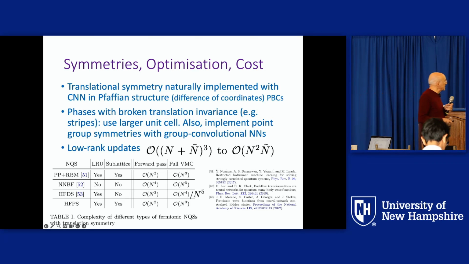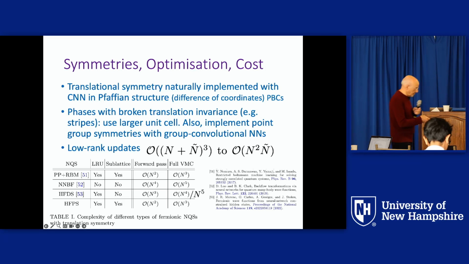As I mentioned, translational symmetry, or translational symmetry up to a given unit cell or superlattice, are naturally implemented with CNNs or GCNNs. For phases with broken translation invariance, we use a larger unit cell. And importantly, the precise choice of the blocks that we use in this parametrization was such that we can easily apply the low rank updates method for optimizing the Pfaffian, which brings the computational cost from n cubed to n squared.